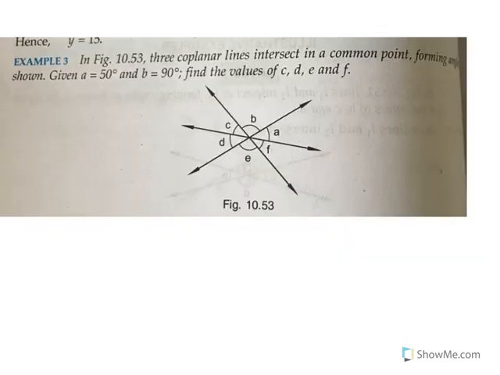Now for the next sum, we have angle A is 50, so I think I'm going to mark it first. Your angle A here is 50. Then they said angle B is 90. So where's my angle B? Oh, here it is. Angle B is 90. And we need to find all the other angles.